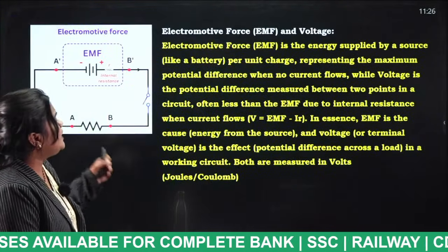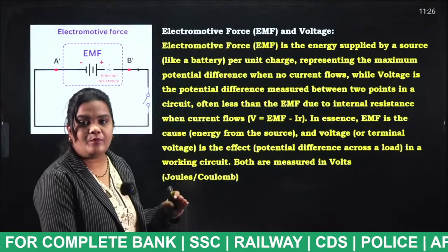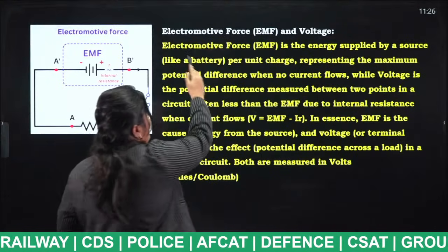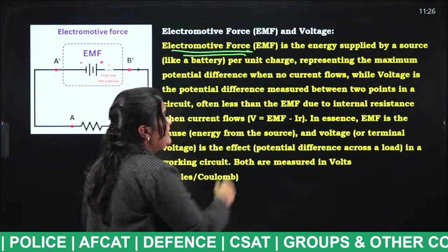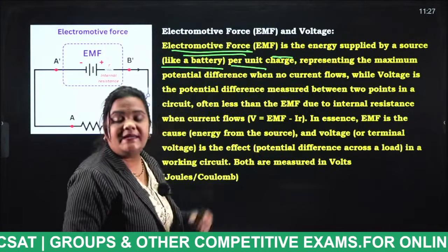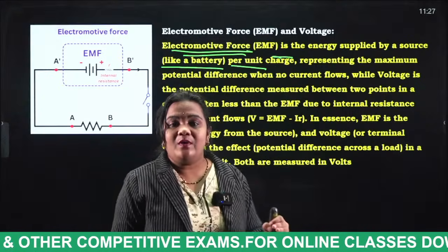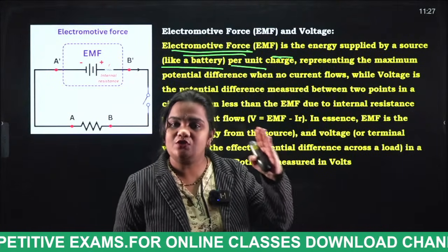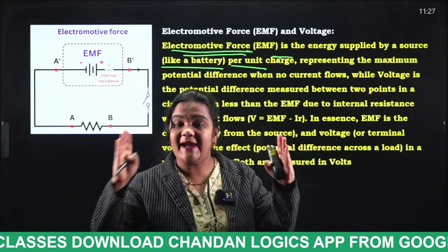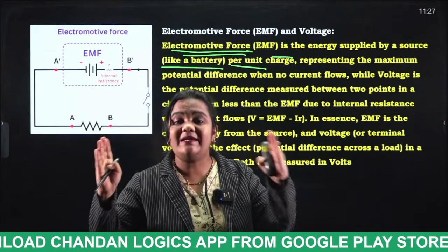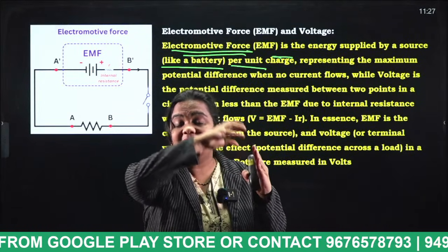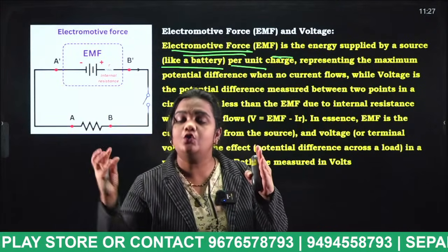Next thing, electromotive force. This is very, very important. What do you mean by electromotive force and what do you mean by voltage? Electromotive force is defined as EMF. It is the energy supplied by a source like a battery per unit charge. For example, I am taking a source. What is that source? Battery. I need to light the bulb. So what is happening here? The energy from the battery is transferring to the bulb to glow.